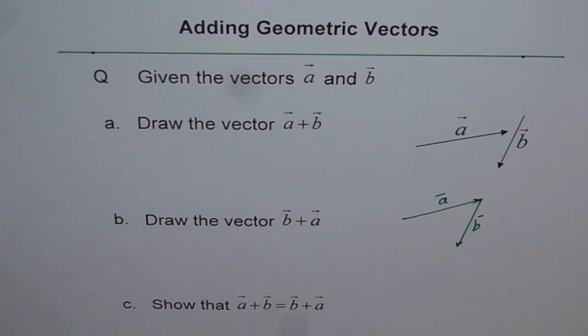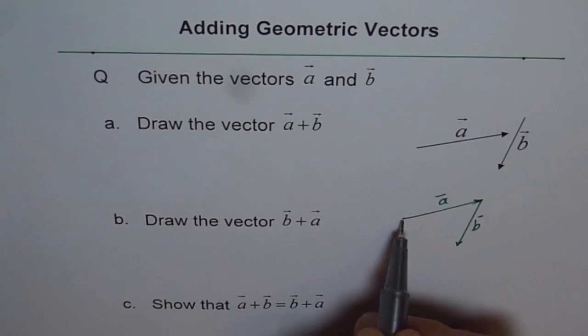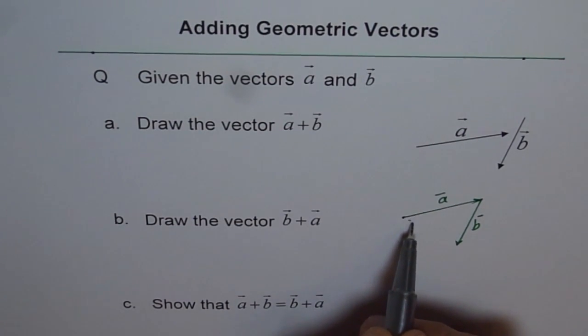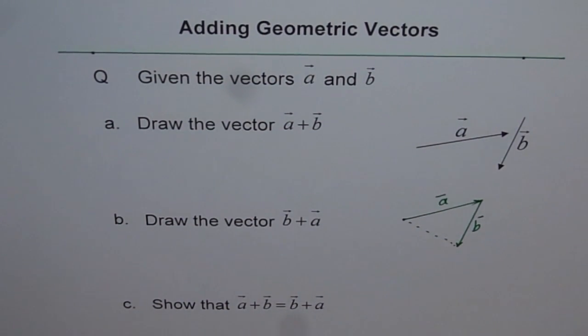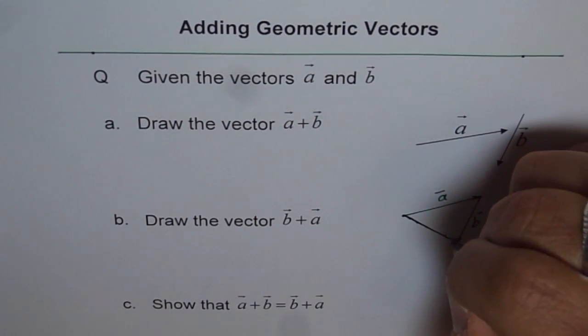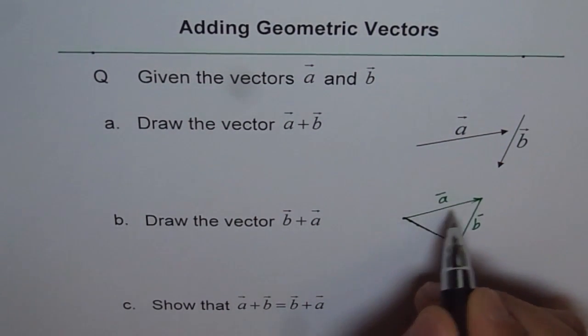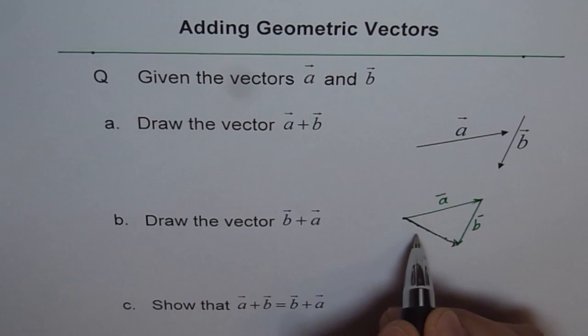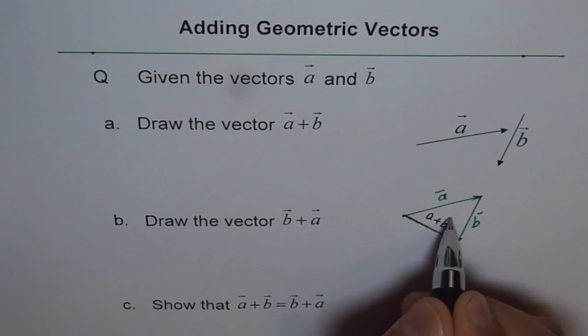Well, when you do this in your test, use your ruler, the scale, and protractor to draw parallel lines of same length, right? Now what is A plus B? A plus B is from the tail of A, right, to the head of B, right? So that line gives us A plus B. So this is what A plus B is for us. So this is vector A plus B.